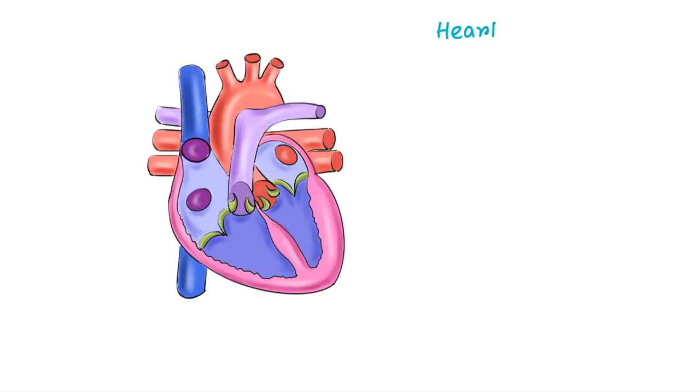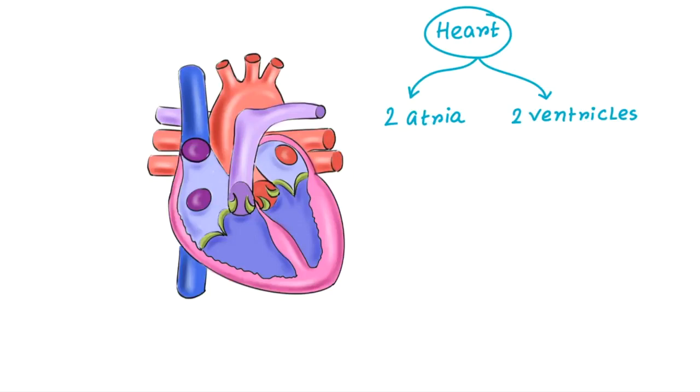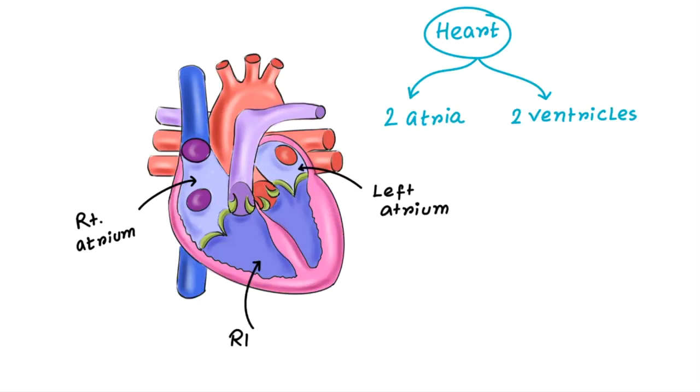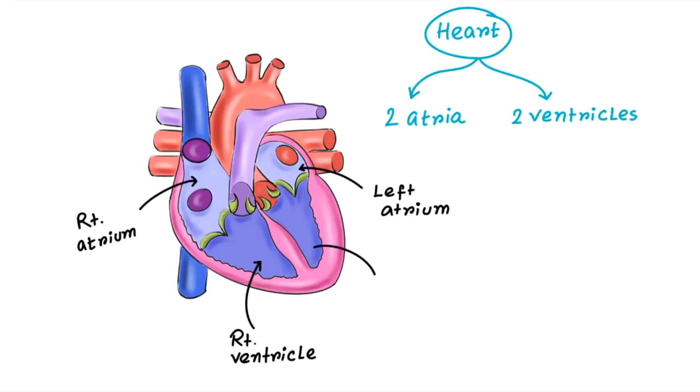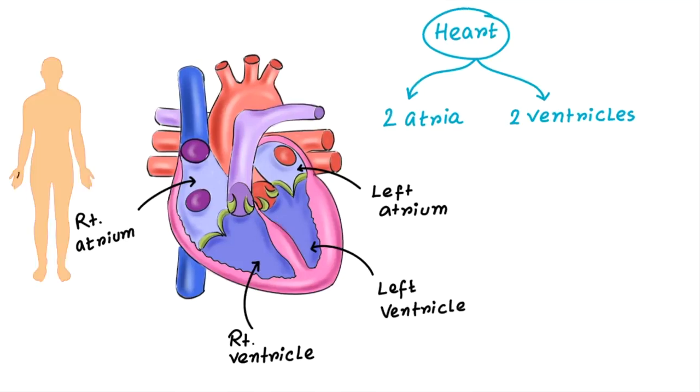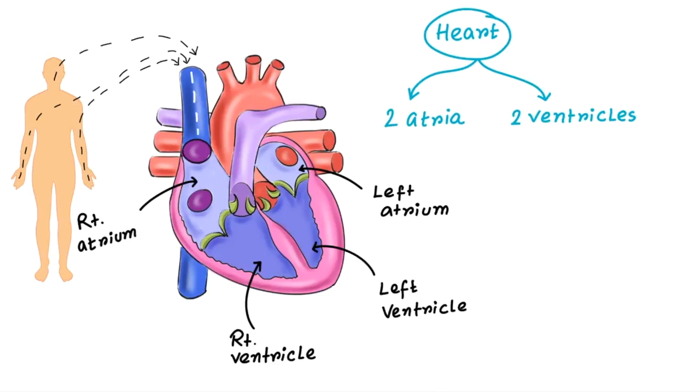You already know that the heart has four chambers, two atria and two ventricles. So here in this diagram, this is the right atrium and this is the left atrium, and in the lower portion this is the right ventricle and this is the left ventricle. Now the deoxygenated blood from the upper part of the body, that means blood from the upper extremities and head and neck region, is carried by this big vein and ends up in the right atrium. This large vein is called the superior vena cava.